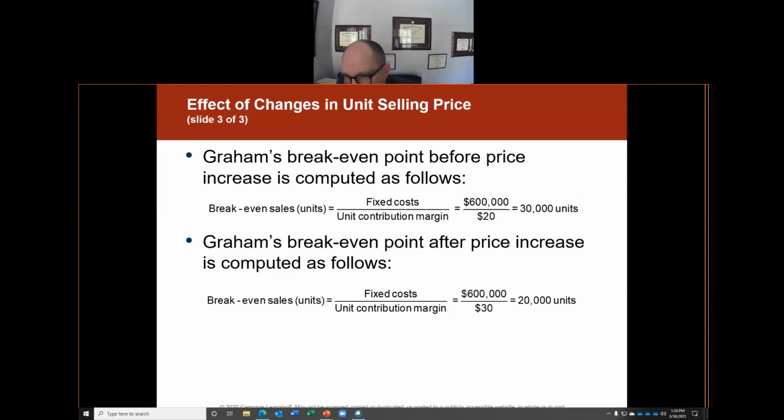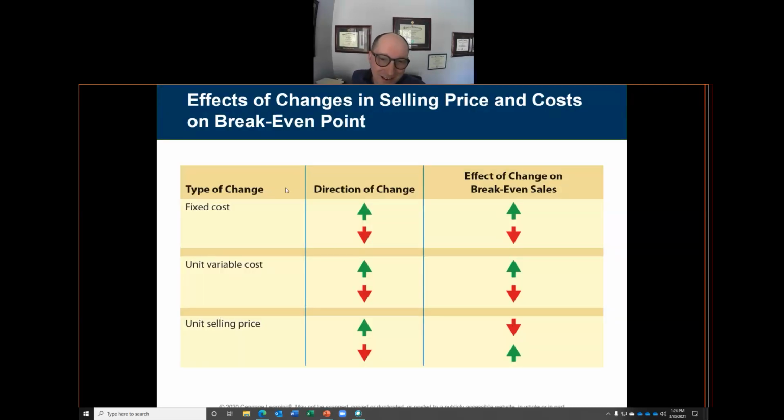Right now, I need to sell 30,000 units to break even. But if I raise my sales price by $10, that means I raise my contribution margin by $10. That means I only need to sell 20,000 units to break even if I do that. Not a bad idea. So again, showing the relationship: changes in fixed cost or variable cost correspond with break even in the same direction. The only difference is unit sales price. Unit sales price increases, break even decreases. Unit sales price goes down, that means I need to sell more to break even.